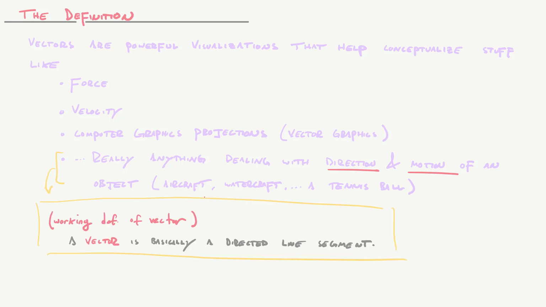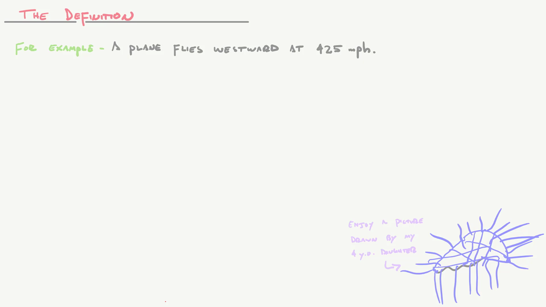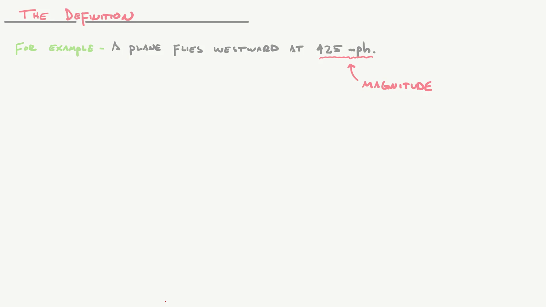The working definition that we're going to use for vectors is basically a directed line segment. And to be a little bit more specific, it represents a vector quantity, which is something that has a magnitude, or a length, right, is another name for magnitude, and a specific direction. So for example, let's say that a plane flies westward at 425 miles per hour. 425 miles per hour, that's the magnitude of the vector. And westward is the direction.